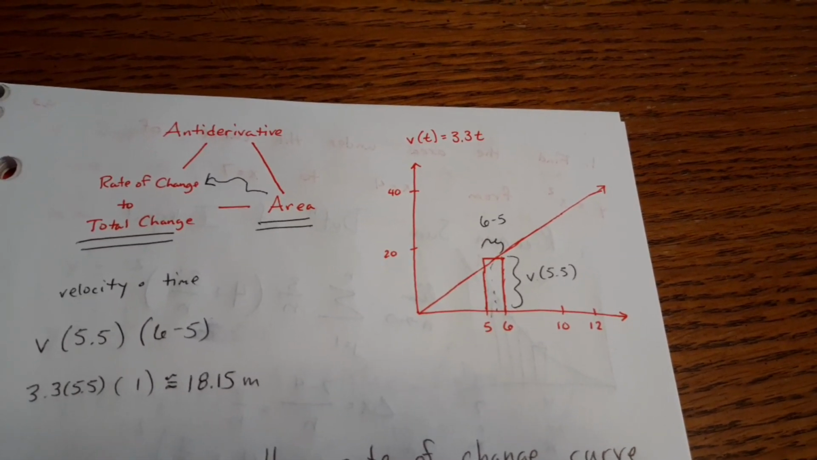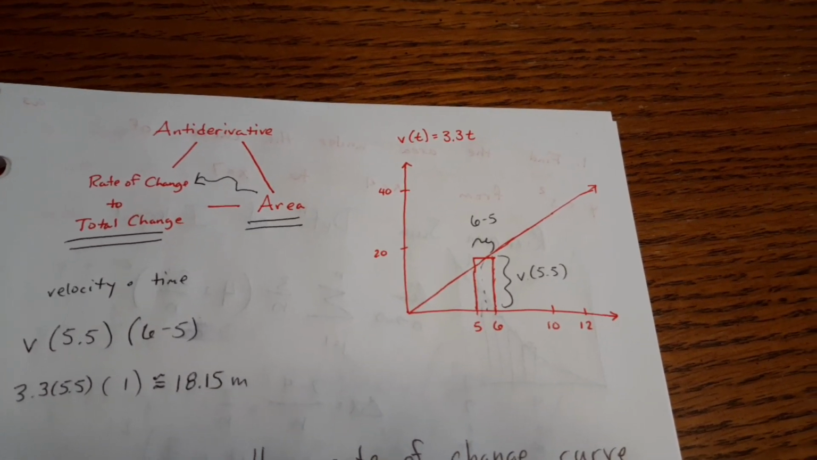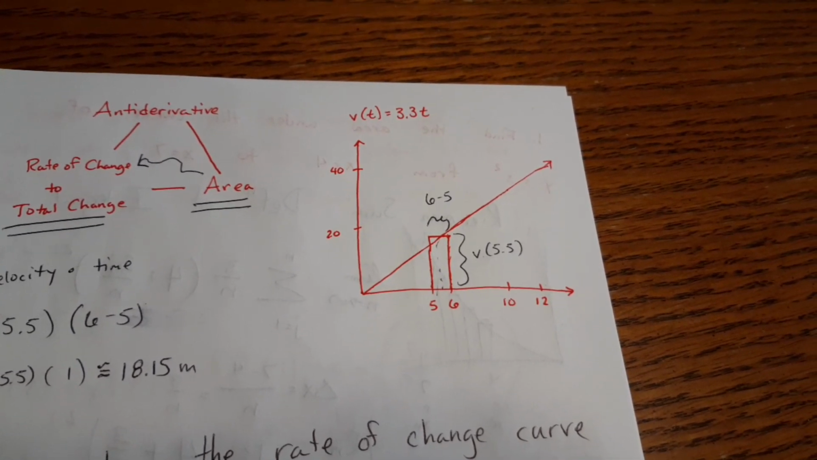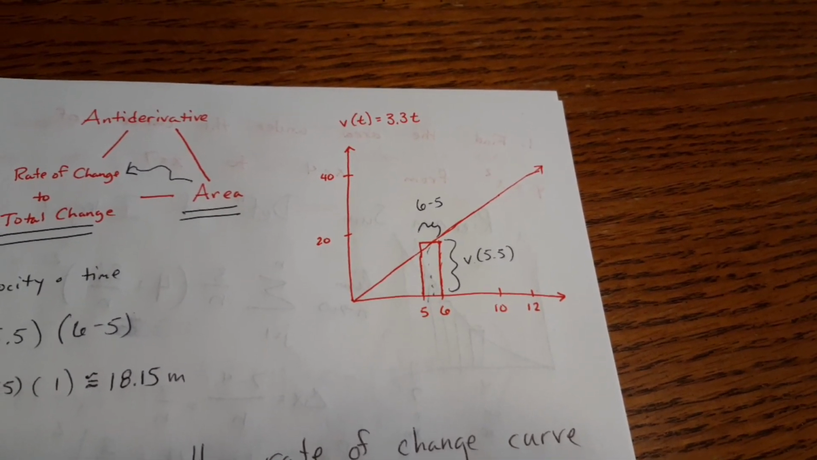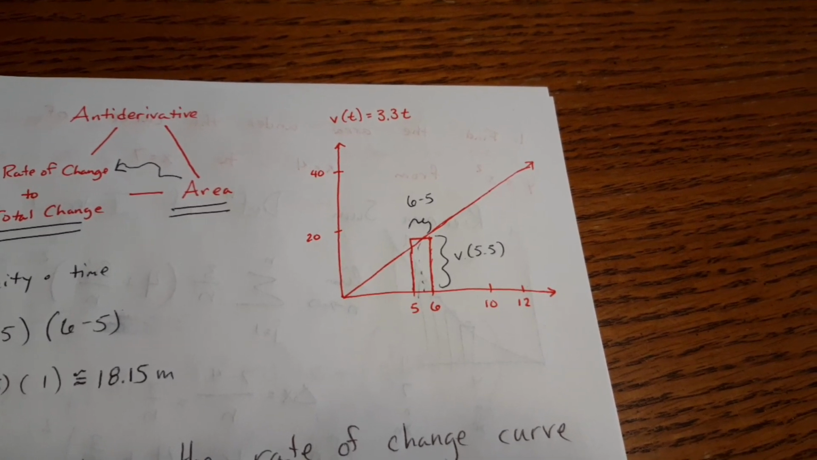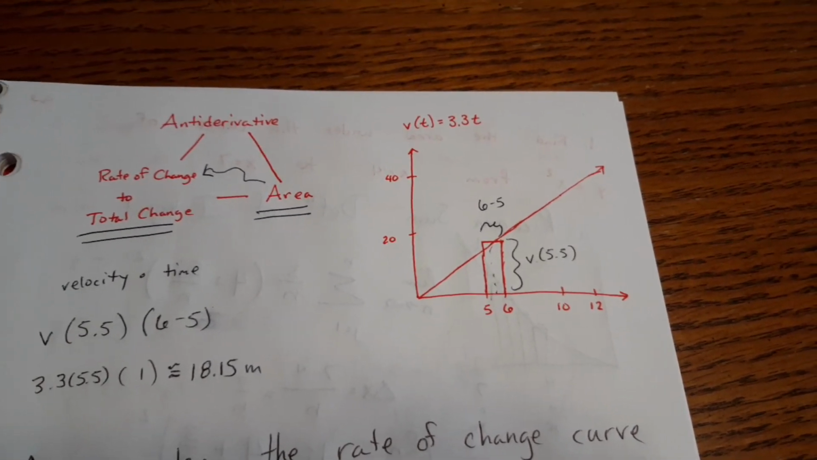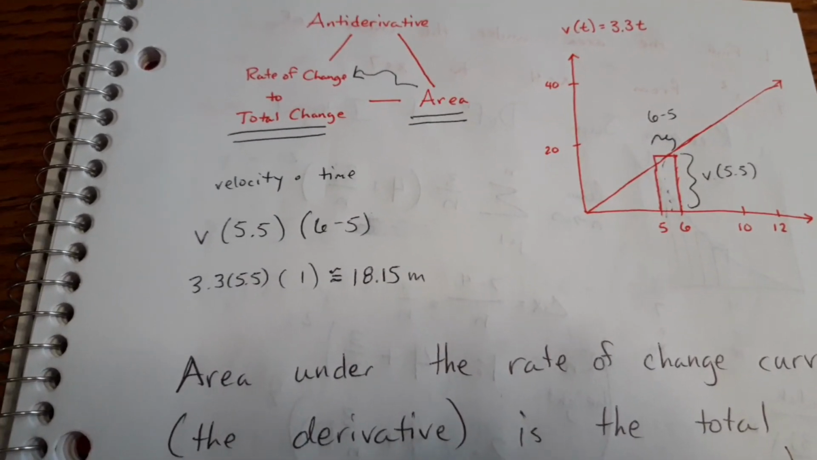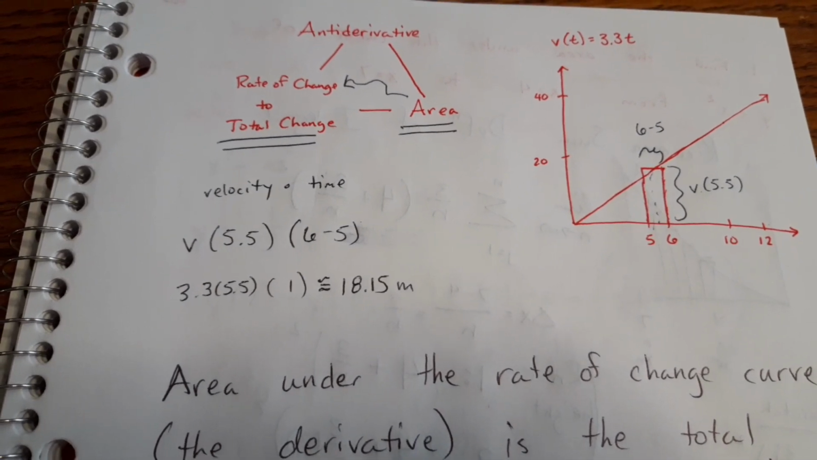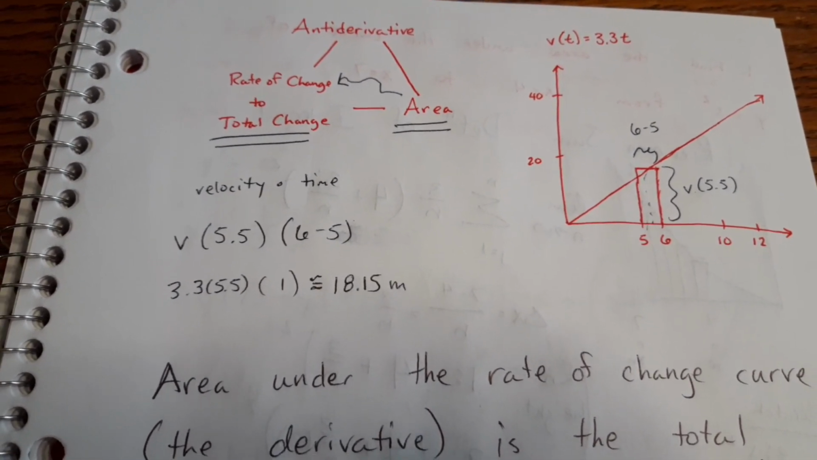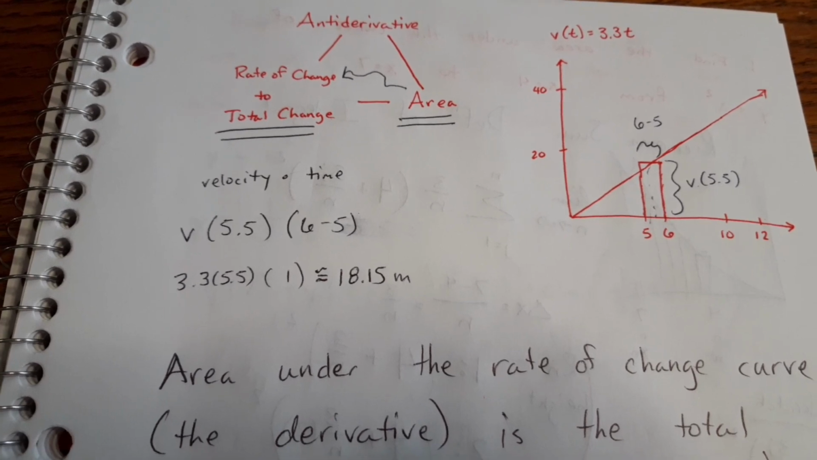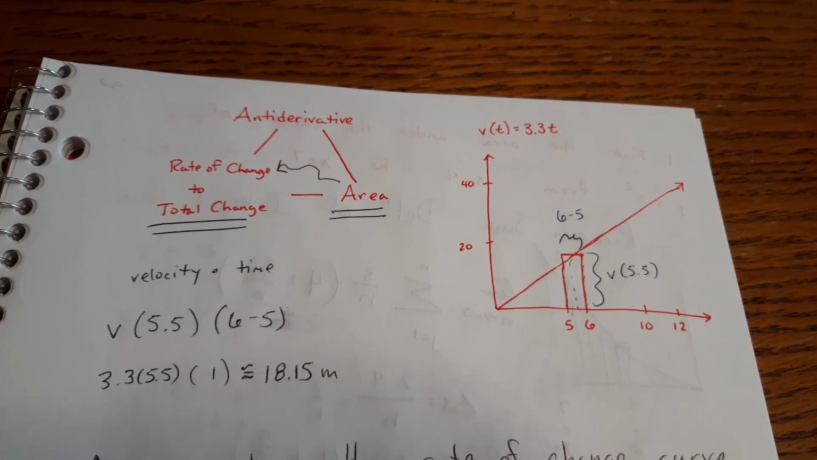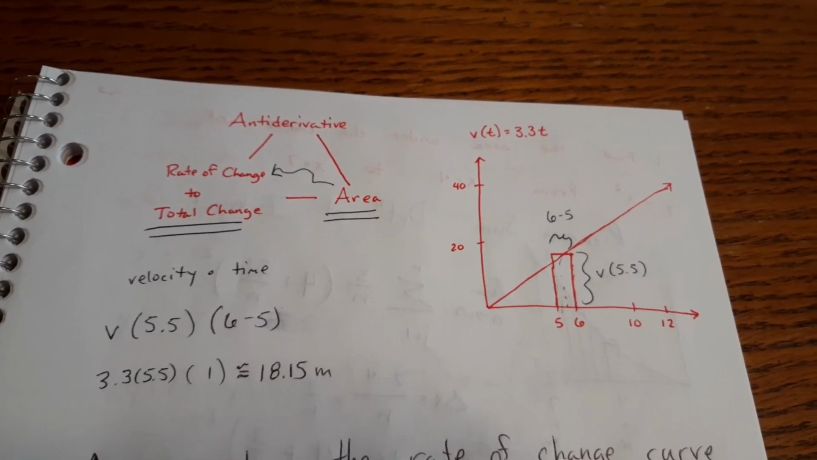If you wanted to approximate the distance traveled from second 5 to second 6, you might choose a velocity in there and just fix it. So I'm going to pick the middle velocity at 5.5 and plug that in. So it's going to be 3.3 times 5.5 and then multiply it by the change in time, so that's 6 minus 5. And we get that from second 5 to second 6, it travels 18.15 meters. So we're looking at the area under the curve of velocity.